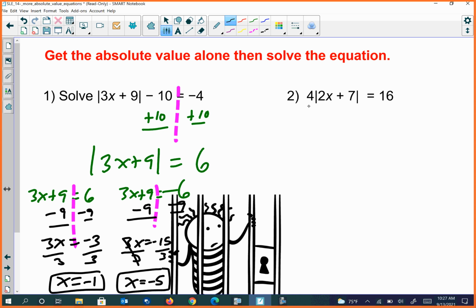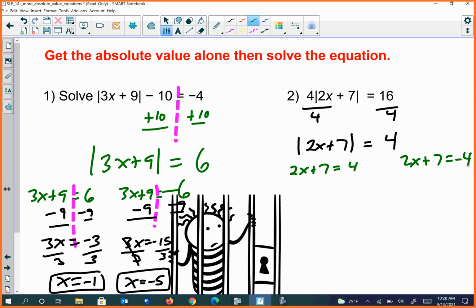And then the second one, let's get the absolute value alone. It's 4 times that quantity, so I'm going to divide each side by 4 first. 16 over 4 reduces to 4. Let's drop the absolute value sign, and make sure we change the sign on the less yucky side to a negative sign, the side that has less stuff. I can go ahead and solve each of these.